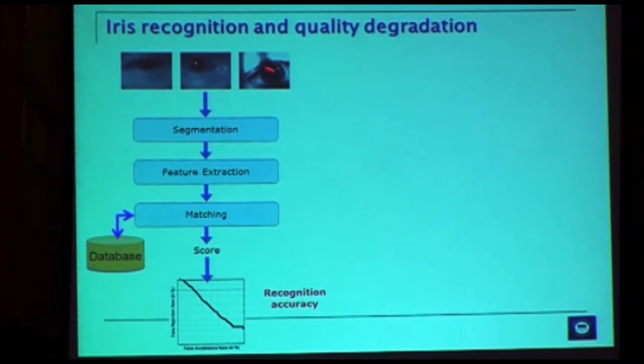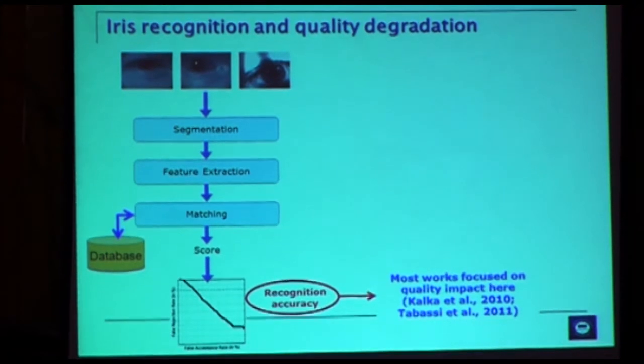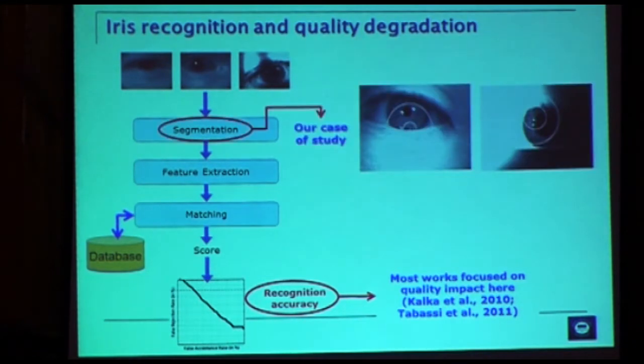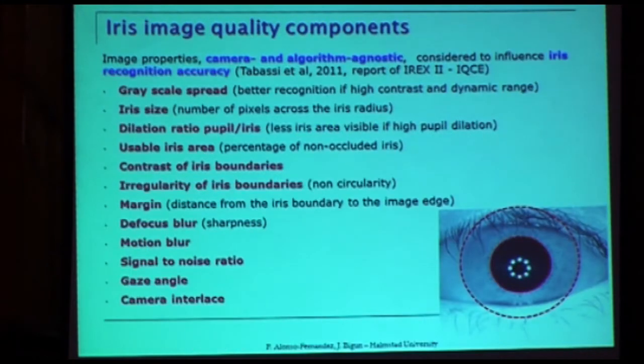Traditionally, when you put bad quality signals here, most works focus on evaluating the impact on the recognition accuracy. So the motivation for this work is to evaluate the impact directly on the segmentation, because this is the very first step of the system. So any inaccuracy here will be transmitted to the rest of the system. So even if we are able to see the effect here, we want to know what is happening at the output.